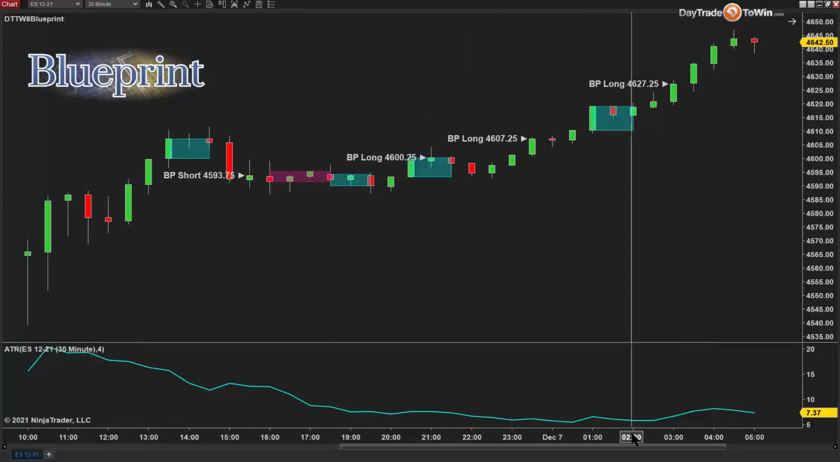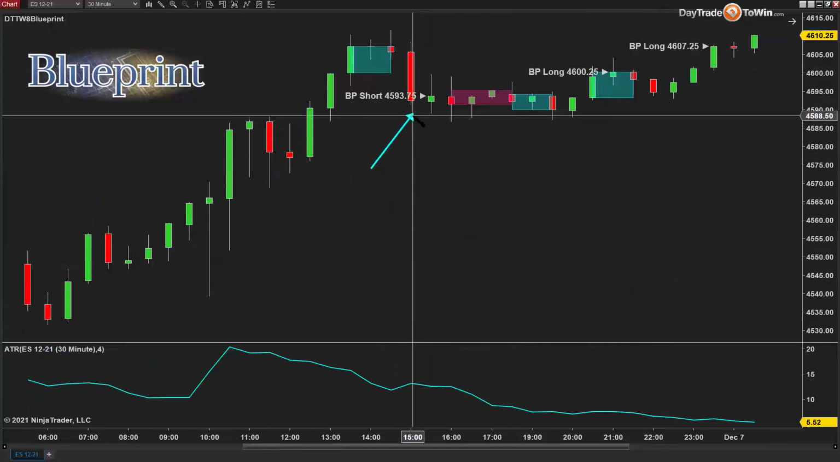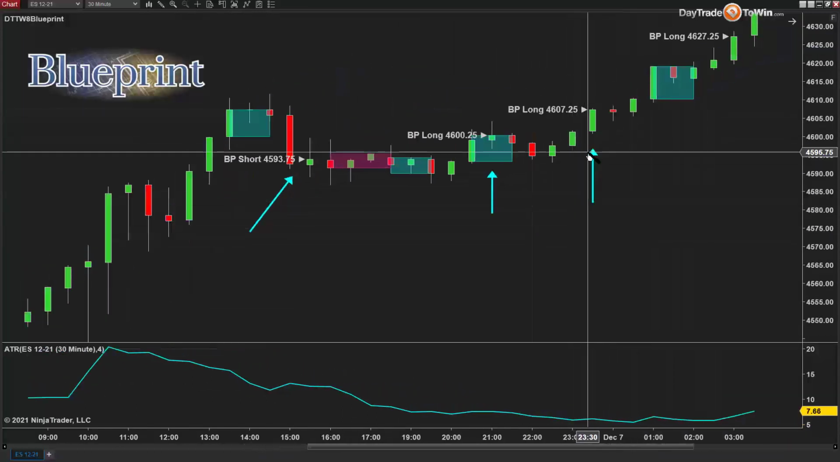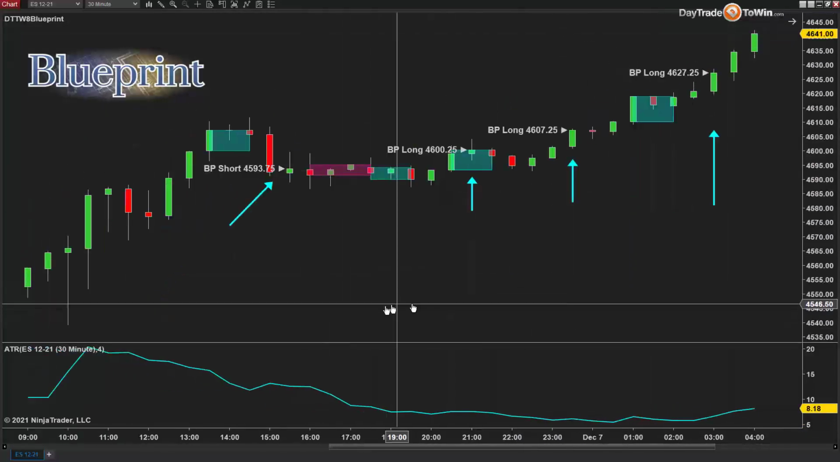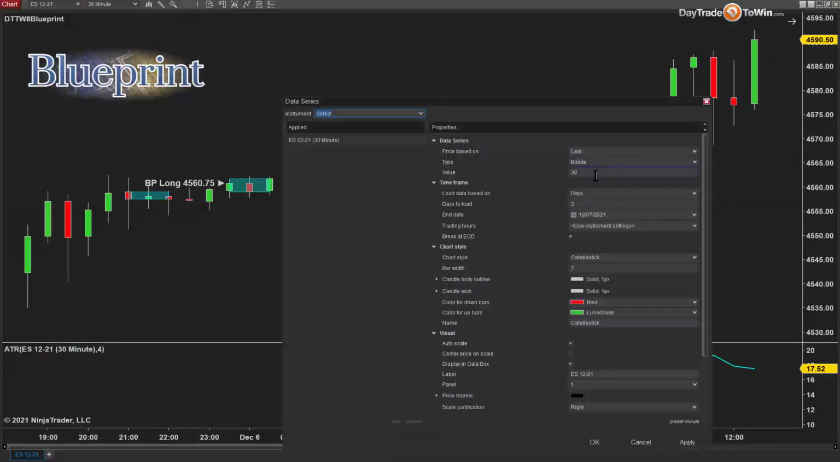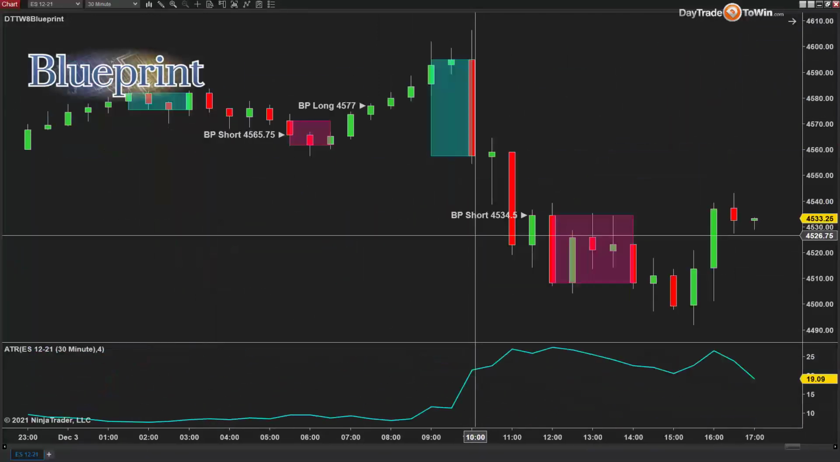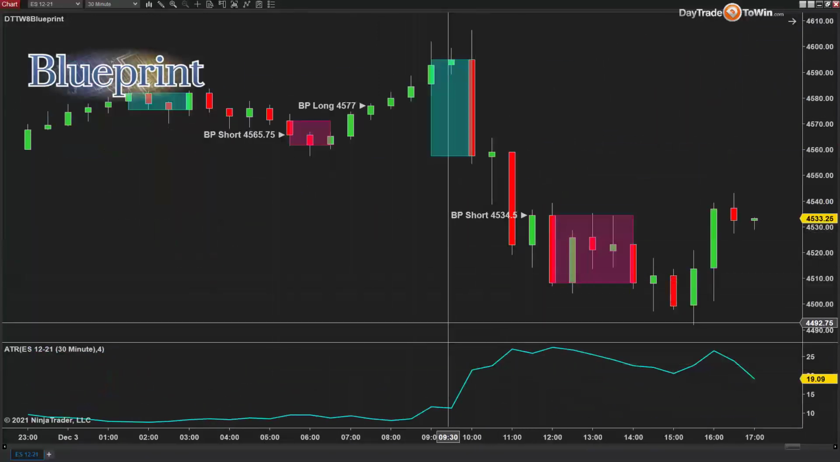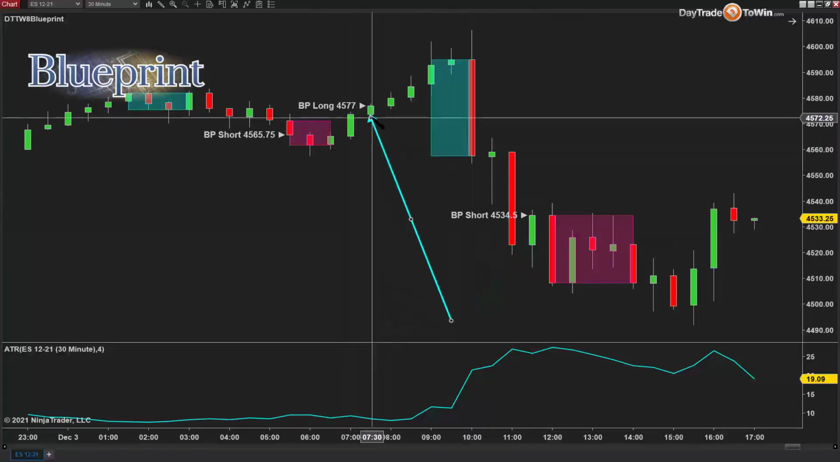If I come back here a little bit, these are the signals that you're seeing overnight. Short, here, long, long, long. Let me just adjust that, and so on. If I go back here to yesterday, add a couple more days on the chart, so you can see a little bit more to it. This is another signal here, another signal there, and so on.